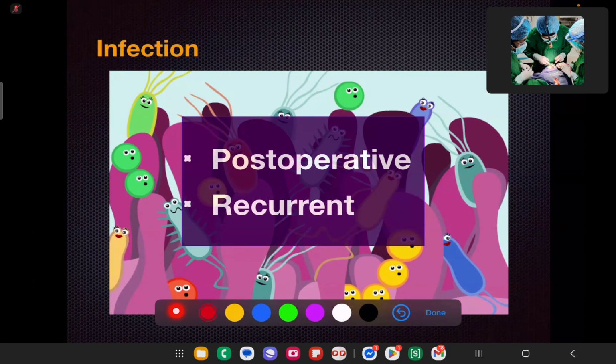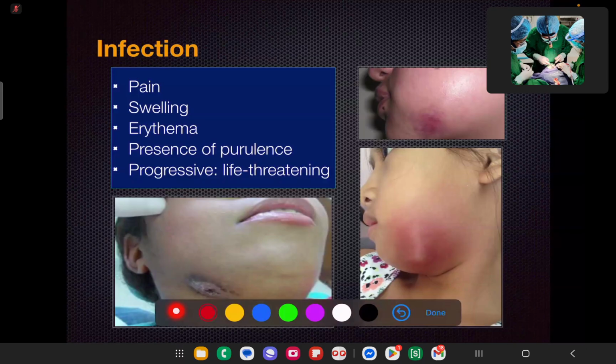There are two issues on how we should manage infections in the compromised wound. Number one, the post-operative concern, and of course, the recurrent. When you say recurrent, it went away, and then it came back. So it's actually like a phoenix infection. Okay, what are the manifestations of a post-operative infection?